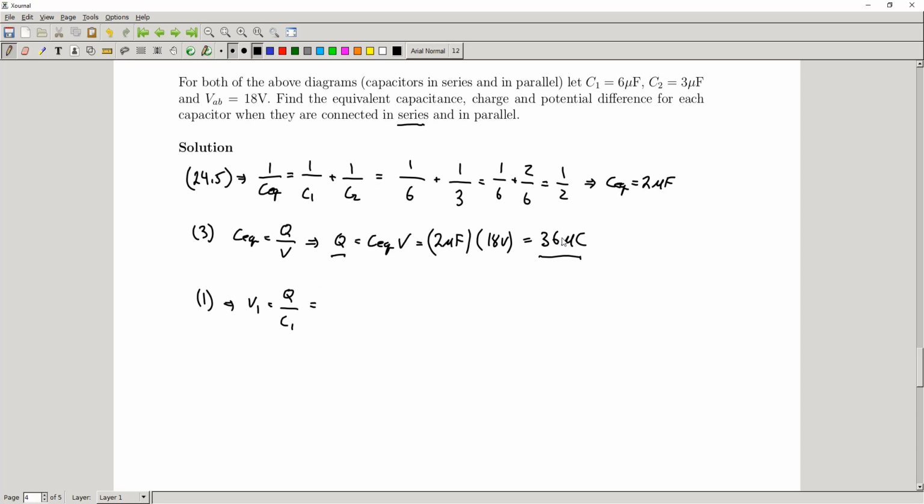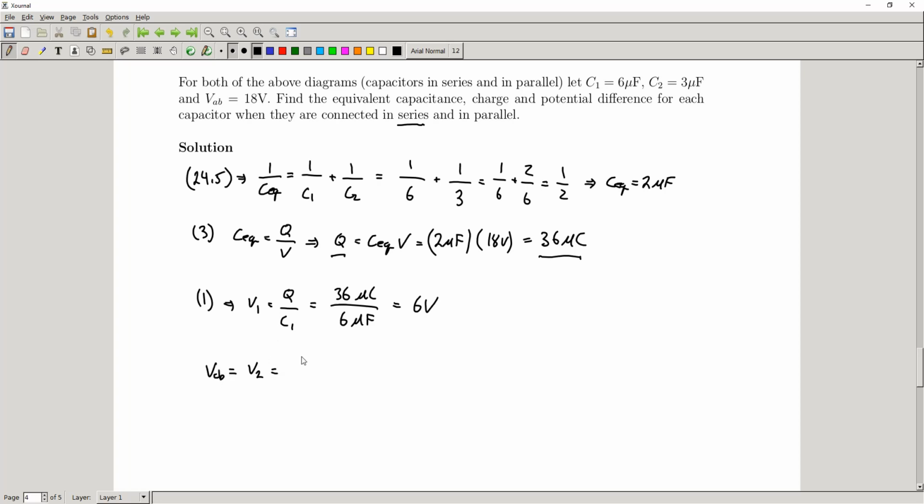Q has to be the same in both situations, because we have the same charge in both capacitors, and we have that same charge in the single capacitor that we're replacing both old capacitors with. And so this is just going to be 36 microcoulombs over 6 microfarads, and so we're going to end up with a 6 volt potential difference there. And in the case of V2, which is really just VCB, right? Maybe I can.